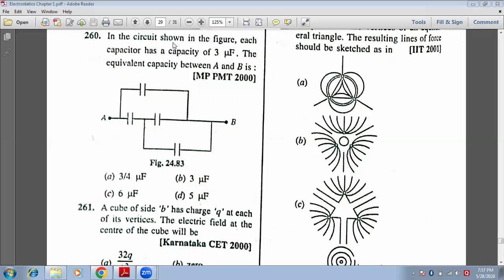In the circuit shown in the figure, each capacitor has a capacity of 3 microfarad. The equivalent capacity between A and B is: option A, 3 by 4 microfarad; option B, 3 microfarad; option C, 6 microfarad; option D, 5 microfarad. Correct answer, option D, 5 microfarad.